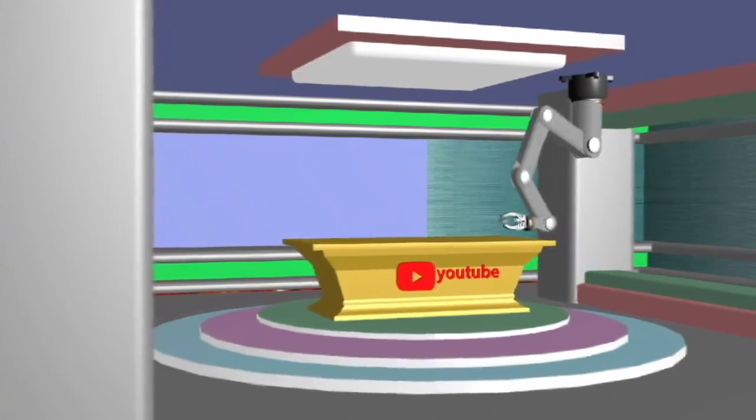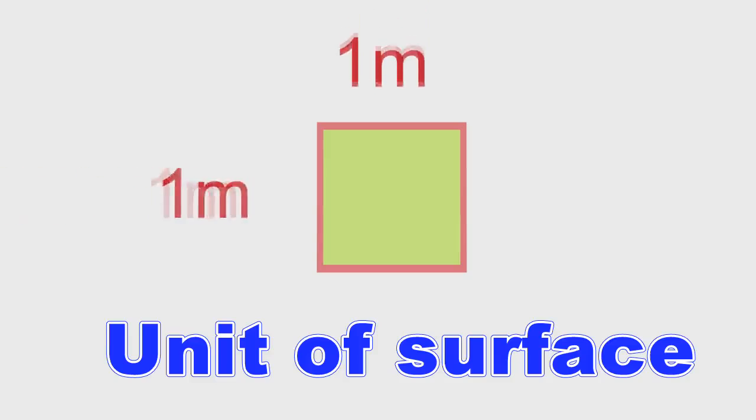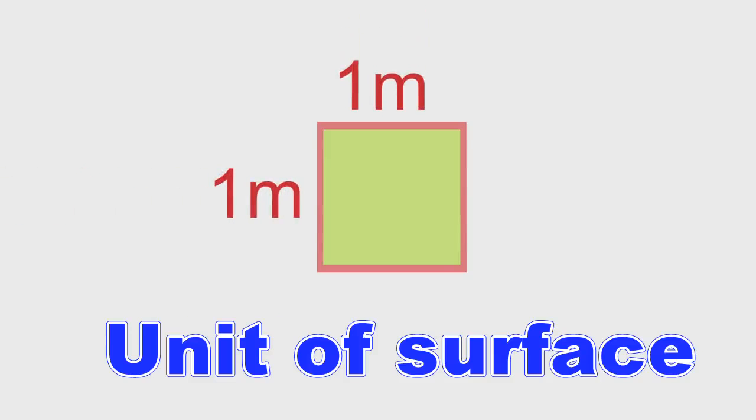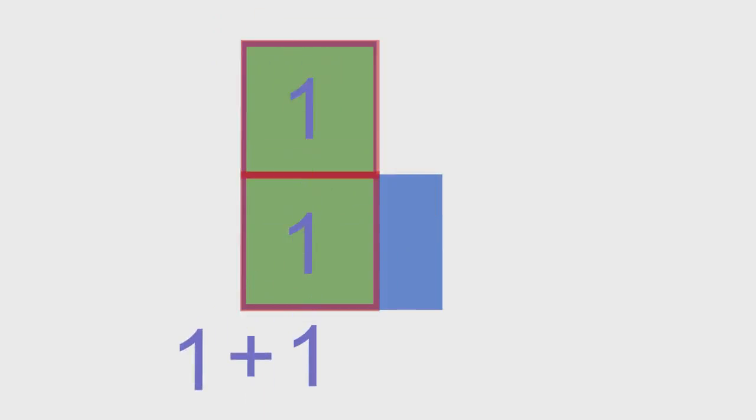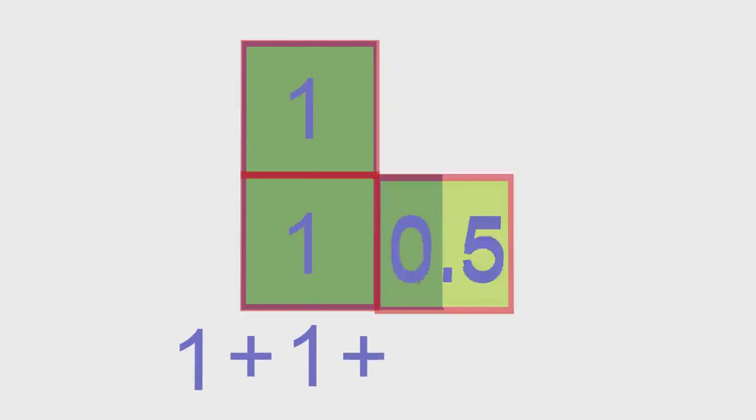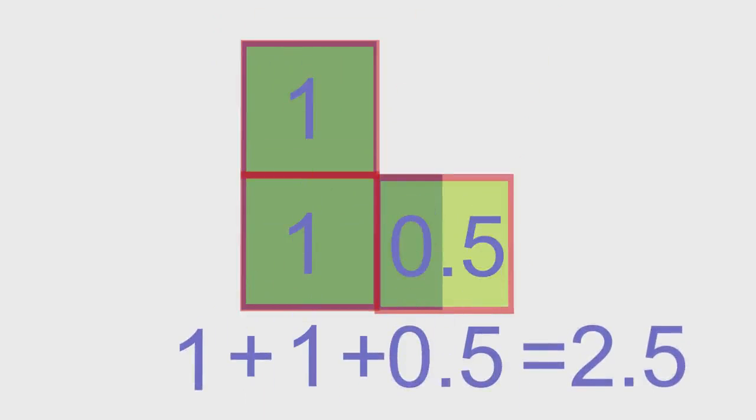Sometimes some people do not have a good idea of the unit of surface and the unit of volume. That's why we explain them. The unit of area is a square meter, that means a square whose side is equal to 1 meter. Imagine a surface. We want to calculate its area. We have to cover that surface with the help of that square. We see that the total area is 2.5 square meters.